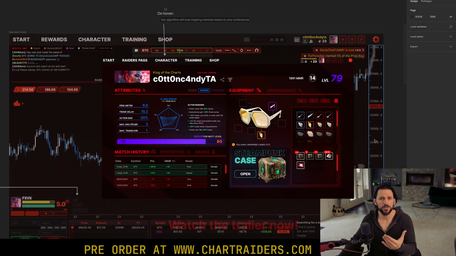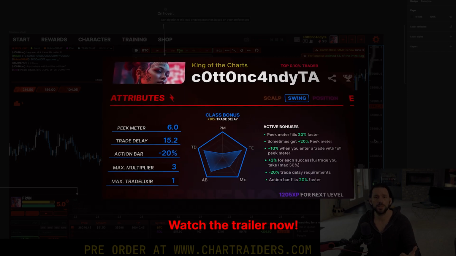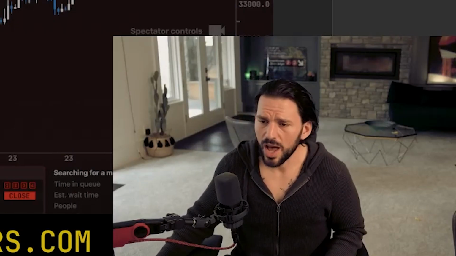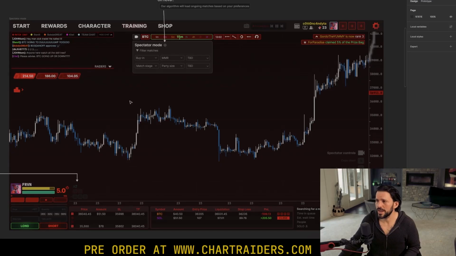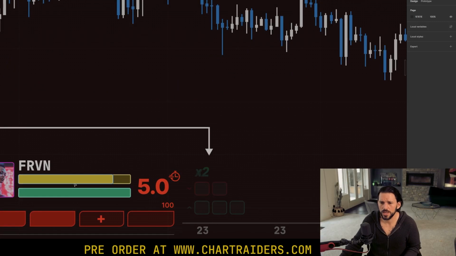And today we're looking at the action bar system. Now, if you haven't seen the Chart Raiders trailer, you can go to my YouTube channel and check out the Chart Raiders trailer, as I recently uploaded that. We also have a deep dive on our lobby system. So right now what you're seeing is the lobby system, and I break down all these different features and what it looks like. But today we're specifically focusing on the action bar.